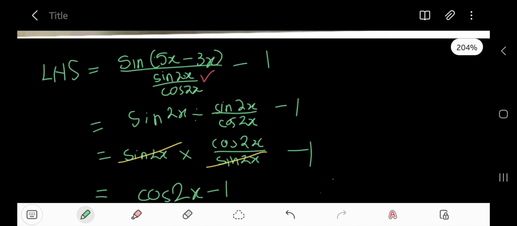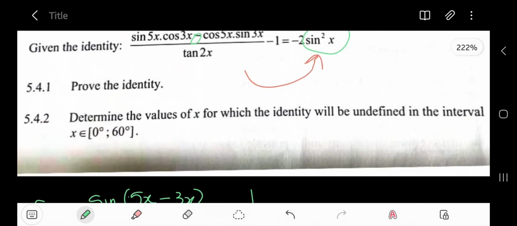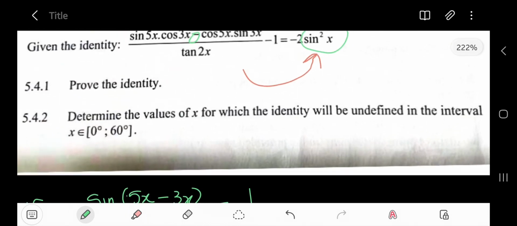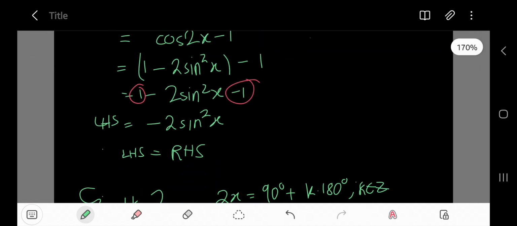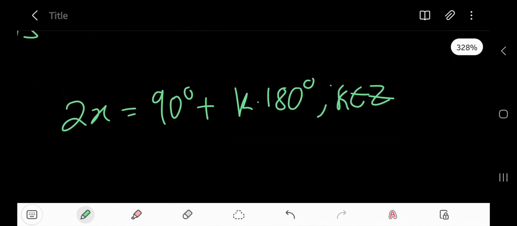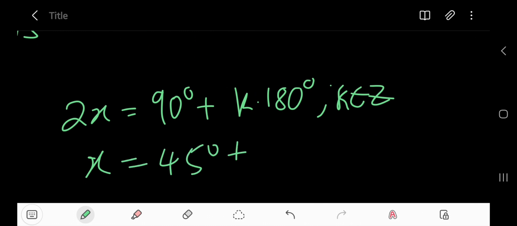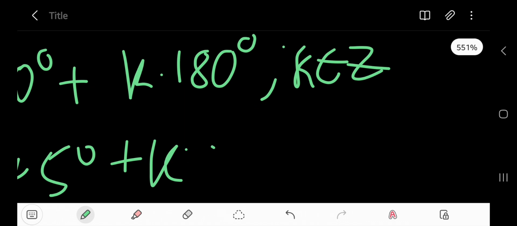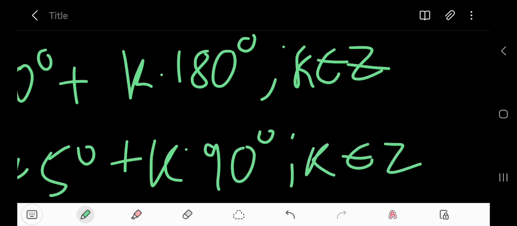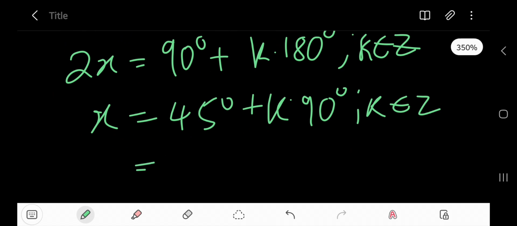But remember, guys, we're not looking for the GS. They don't want the general solution. I think this question was even 2 marks, but let's just do it the long way, just for understanding purposes. So this is what we have here. It means that x, dividing everything by 2, is equal to 45 degrees plus k times 90, where k is an element of Z.